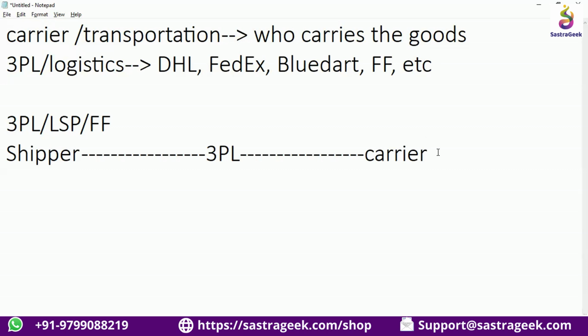So what should I be doing? Suppose I now understand that this guy is simply collating and aggregating the goods, and actually someone called a carrier is doing the transportation. So why should I not reach out to the carrier directly? Because now I understand that the carrier is the one who carries the goods. So why should I still look to the 3PL guys like DHL, FedEx, and depend upon them?